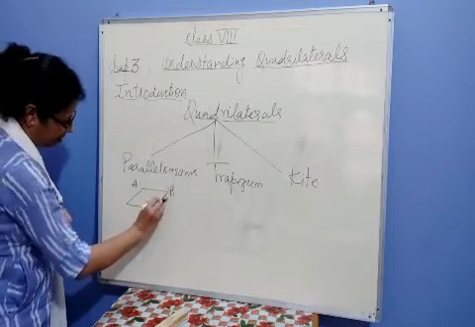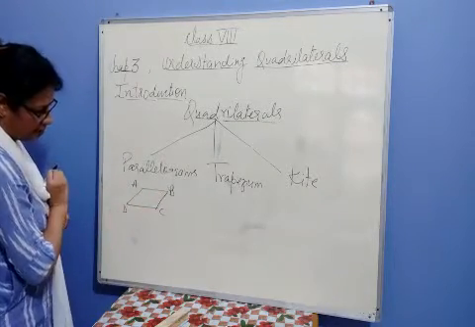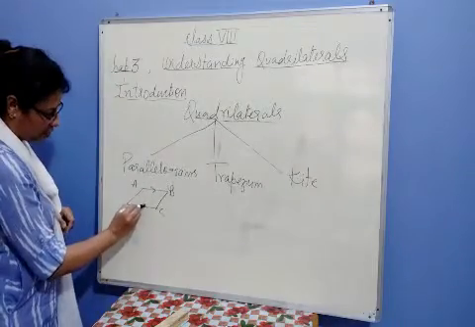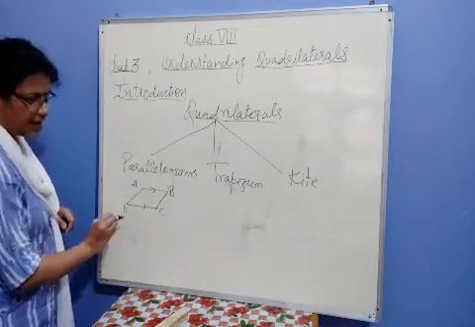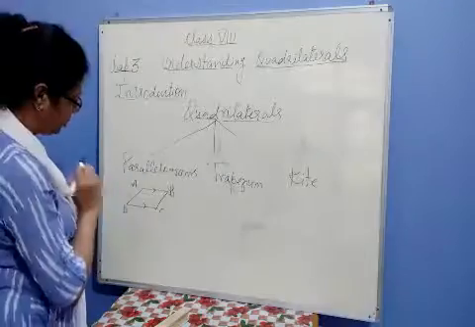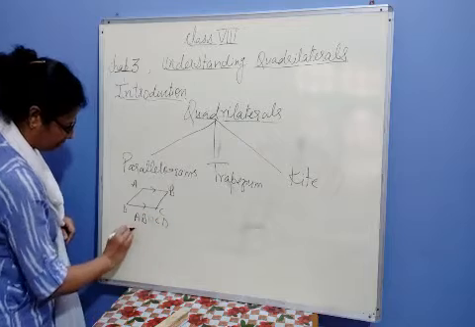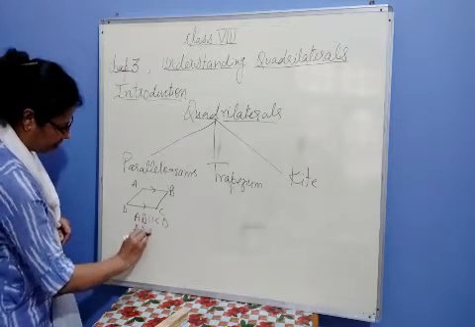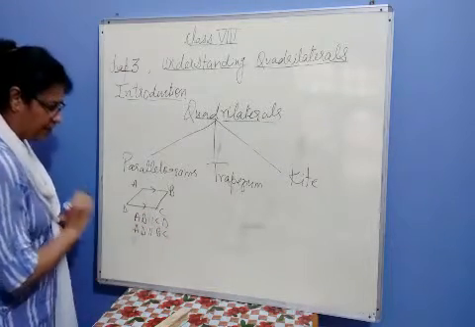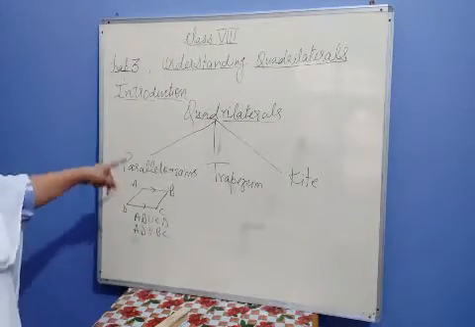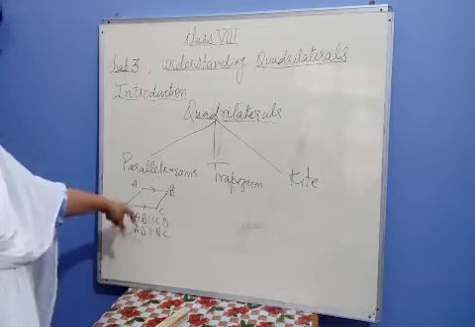Let ABCD be a parallelogram. In this parallelogram, opposite pairs of sides are parallel as well as equal. Means AB is parallel to CD and AD is parallel to BC. Similarly, AB is equal to CD and AD is equal to BC.